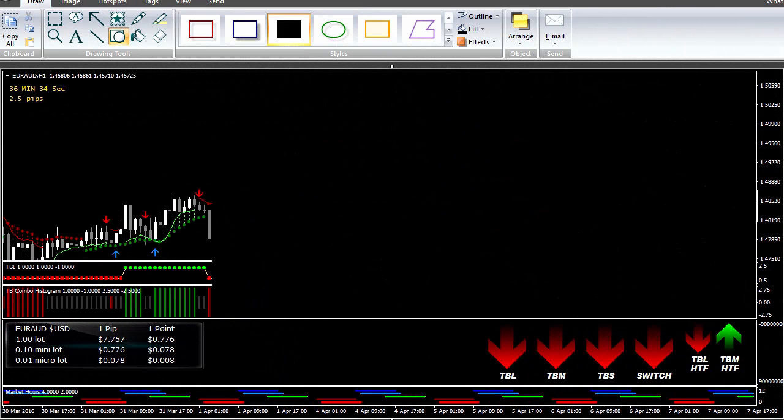This is the Euro Australian dollar. I'm looking at a 1 hour time frame right now. And currently we've got a candle that has moved down quite aggressively, enough to have the TBL suggest that the trend is down. So we've got a bias to the downside.